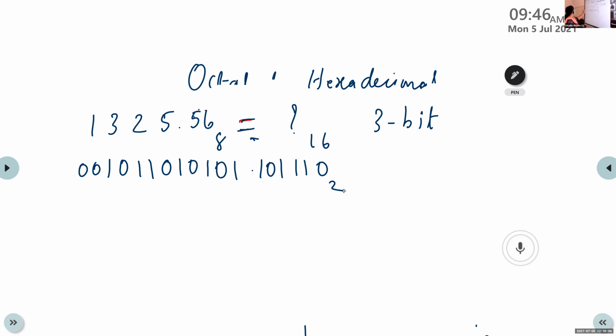Okay. So first we convert this octal number into binary using the 3-bit table. For 1, I write 001, 3 is 011, 2 is 010, 5 is 101, point, 5 is 101, 6 is 110. After that, we group these binary values. Integer part and fractional part are grouped separately. For whole numbers, it is from the decimal point backward, and for the fraction it is from the decimal point forward.